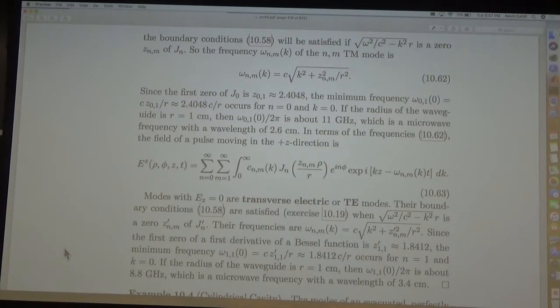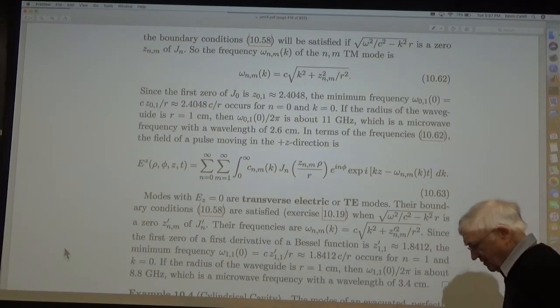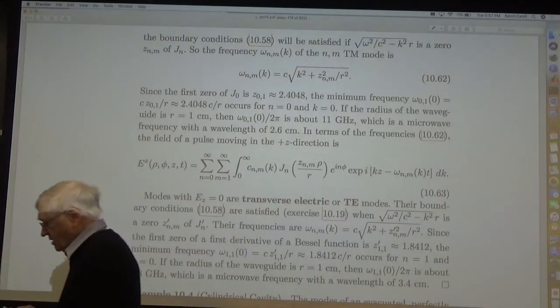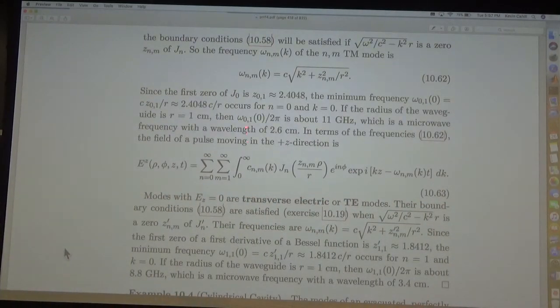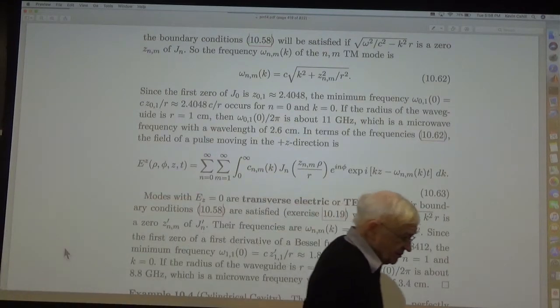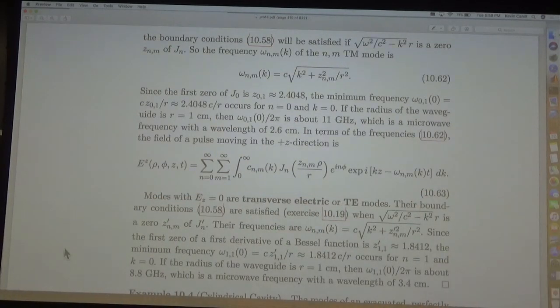And the boundary conditions for them are satisfied if this expression is a zero, Z_nm of J_n. Remember, the normal component of B has to vanish when rho is equal to R. And so that gives you an equation for the frequency of the nm TM mode. And it's then given by that, where k is the wave number in the z direction.